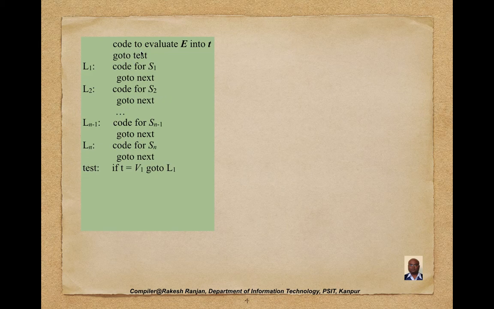So here the code to evaluate E into t, and then go to test. I have written test here. So here test: if t equal to v1, then go to L1, so it will jump here and then go to next. If t equal to v2, then go to L2, and so on. I can add if t equal to v(n minus 1), then go to L(n minus 1), otherwise go to Ln. So this is the part. In each part we are coming to the next.